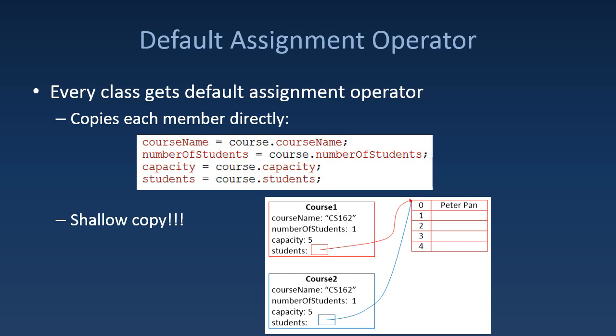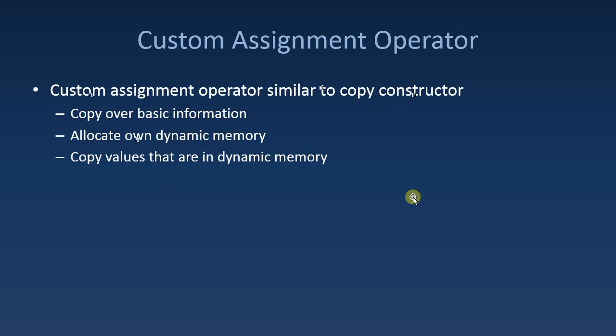So, just like the copy constructor, you get a default assignment operator. And the default one does a shallow copy. It just copies over each piece of information one by one, which means we have a shallow copy because we copy the pointer to this pointer, and so we have two copies of the same memory address. If we're managing memory, that's not what we want. So we've got to provide our own custom one. We have to copy over the basic information from the other thing. We have to make our own memory, and we have to copy the values from that memory.